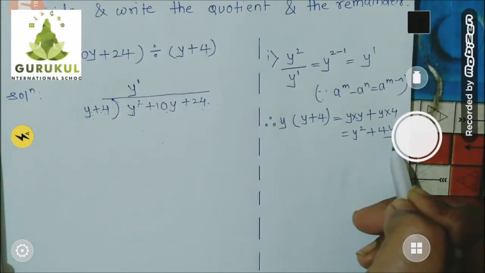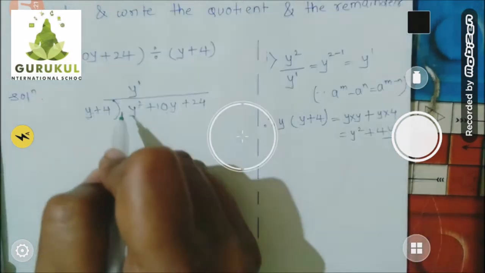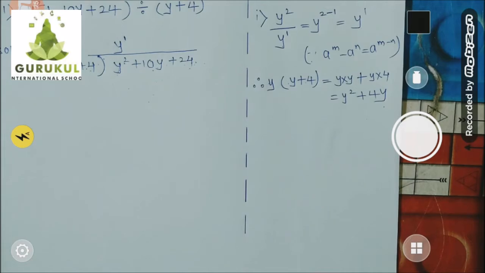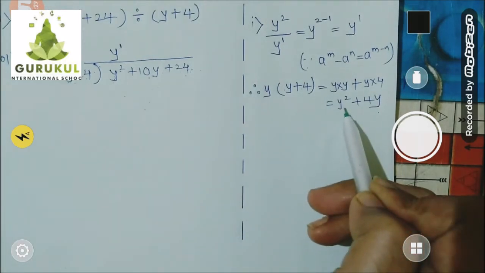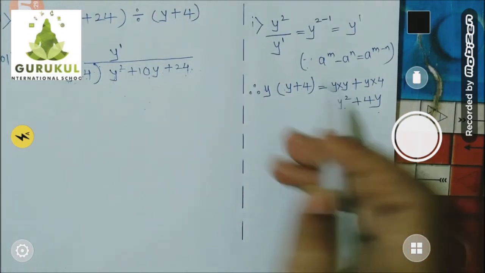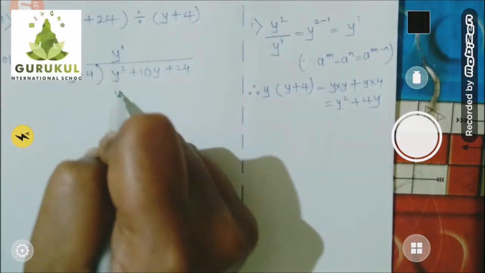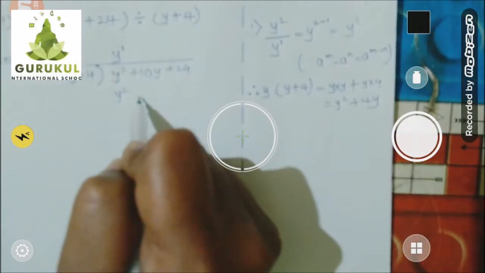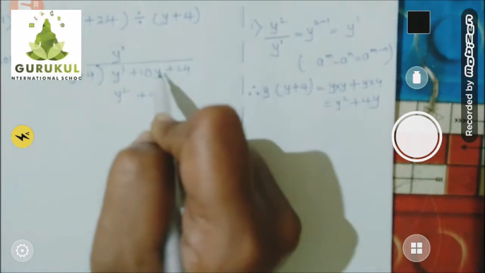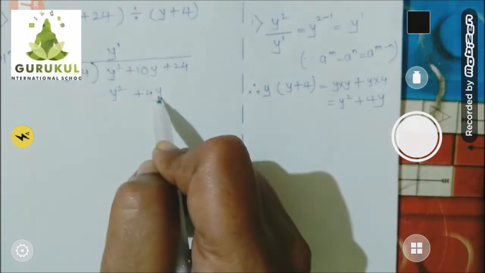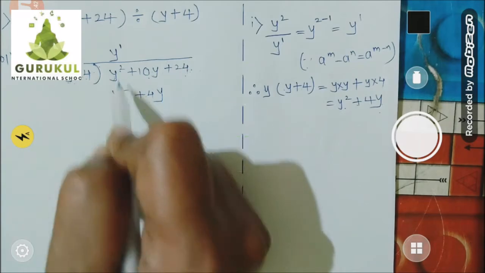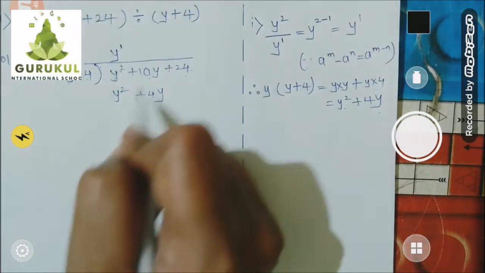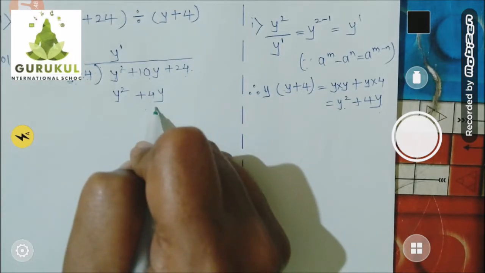Now this is the product which we will write over here. But while writing over here, children, you have to be very careful. You have to write the like terms below like terms. So y square I will write below y square, and plus 4y I will write below plus 10y. Why? Because both have the same power, y raised to 1, y raised to 1. Here both have the same power, y raised to 2, y raised to 2. So like terms I have written one below the other.